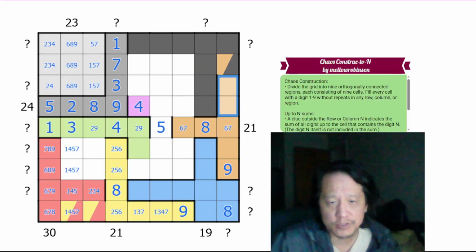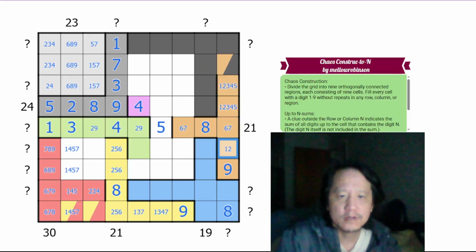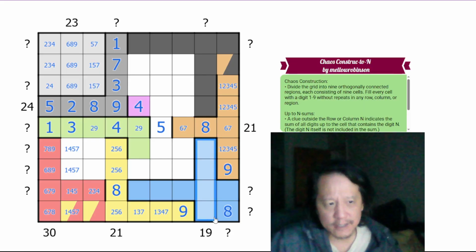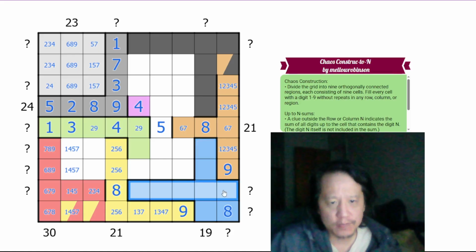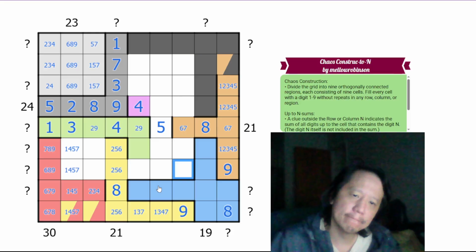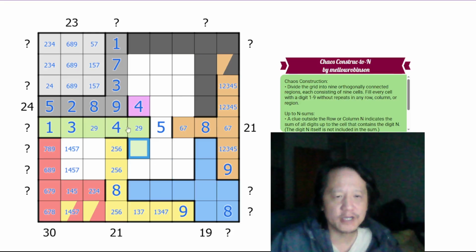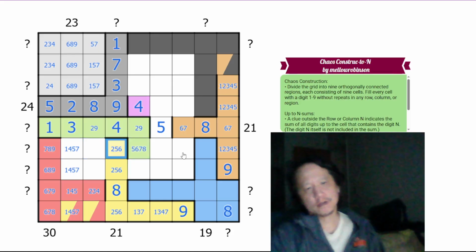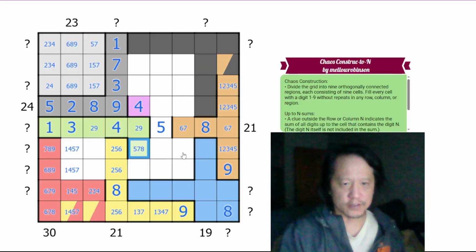Remaining digits in orange are 1 through 5. This adds up to 19. This we don't know. This has to be, so we can't have 1 through 4 or 9, so this is 5, 6, 7, 8. This can't be 6, though.